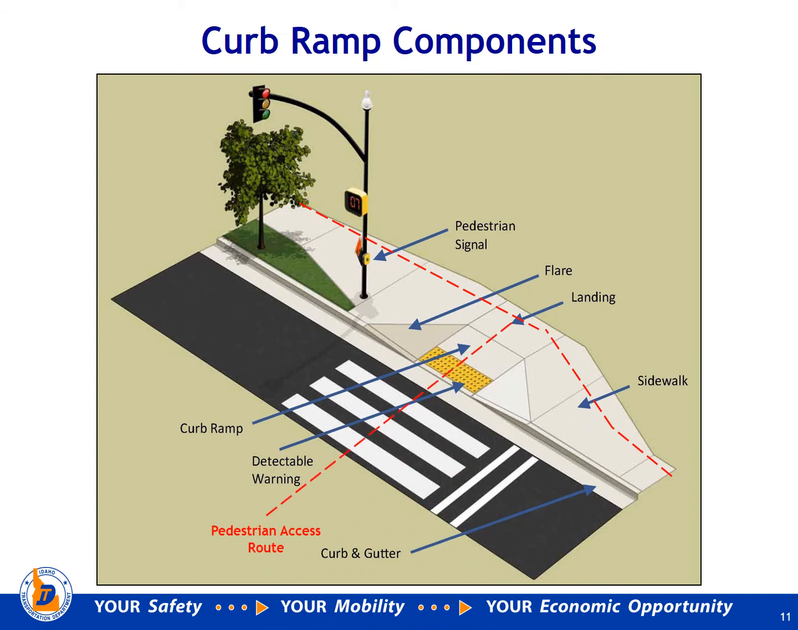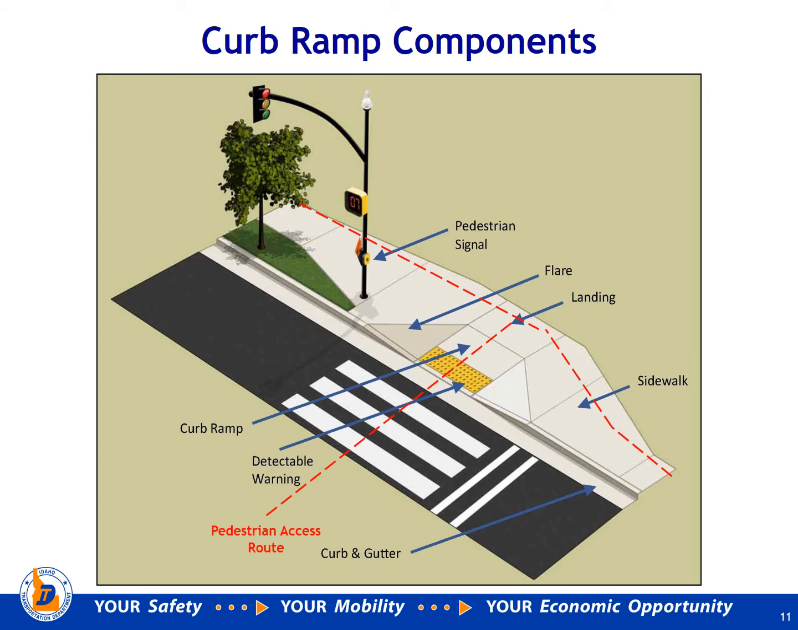Here we see a typical curb ramp. The pedestrian access route, which is shown in the dashed red line, is basically the big picture. It is the route taken by pedestrians. We try to encourage pedestrians to use the pedestrian access route by making it more accommodating than other options, such as the street, where there could be conflicts with vehicles. The pedestrian access route shown here includes the sidewalk, curb ramp, and the crosswalk.